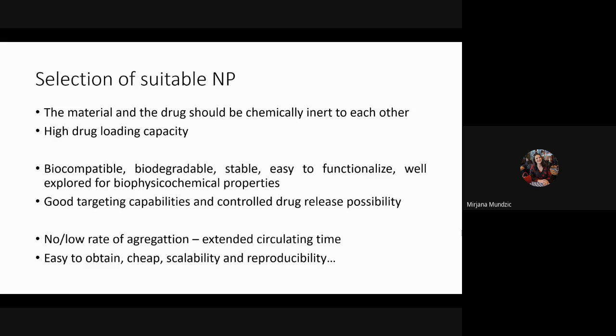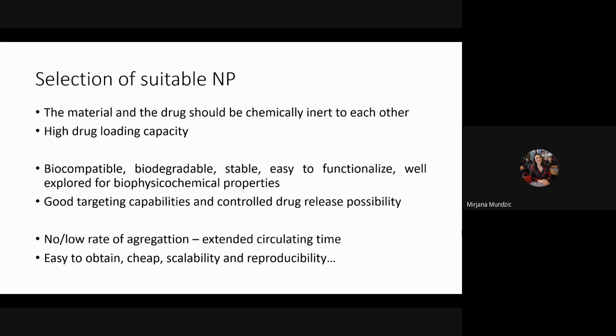The nanoparticles should have a high drug loading capacity, which is important so that they can carry a suitable amount of the drug, and they should have good targeting capabilities and the possibility to release the drug in a controlled manner. Of course, as with everything, they should be easy to obtain, cheap, biodegradable, stable, easy to functionalize, and well explored.